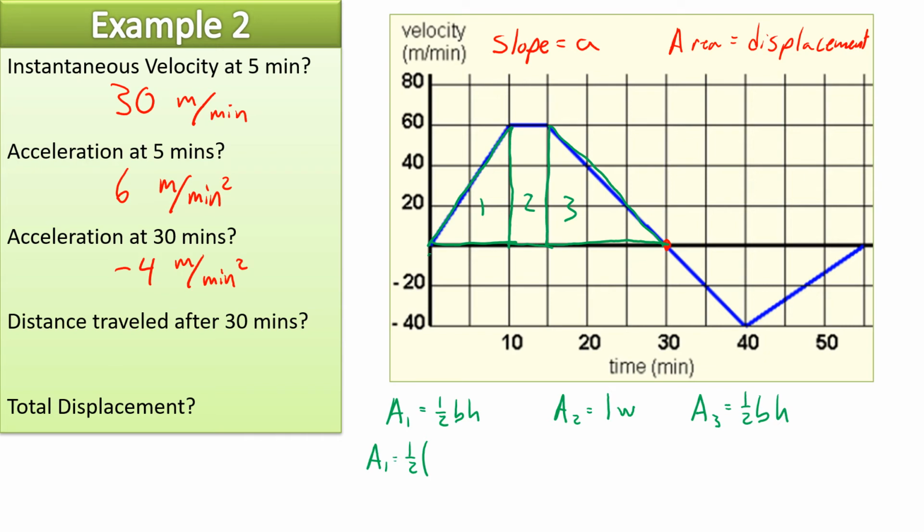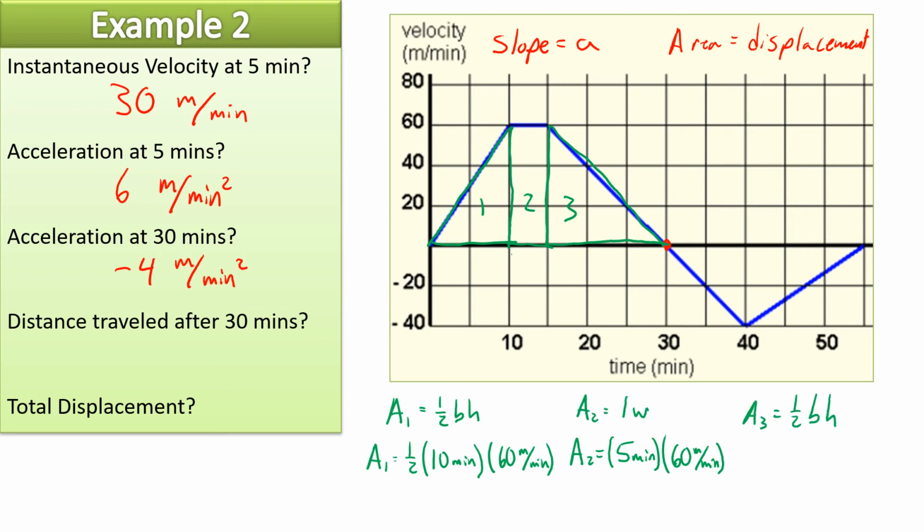So the base of the first one is 10 minutes, and the height of all of these is 60 meters per minute. All right, the base of the second part, what's the second part? Is it 15? No, because each grid line represents 5, so this is 5 long. A2 is equal to 5 minutes times the height of the rectangle, again 60 meters per minute. And then I'll move this over. The third area is 1/2 base times height.